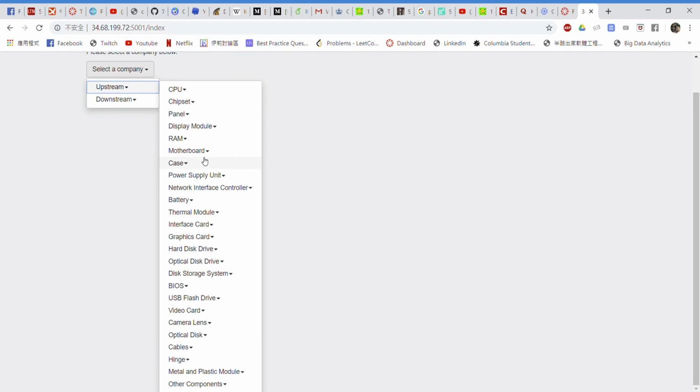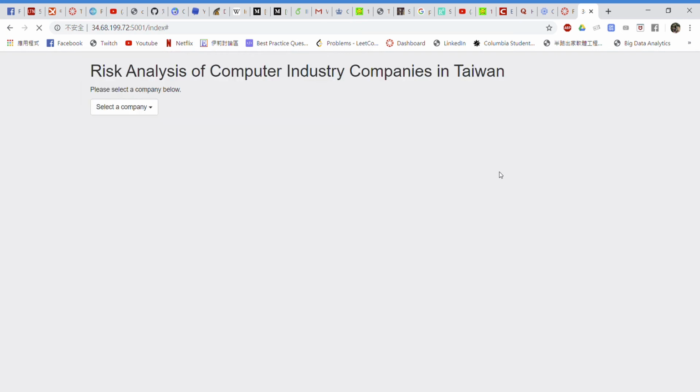We classified the companies into the products they produce. For example, for companies that produce CPU, there are some Intel and some Taiwanese companies. So we first choose this one.